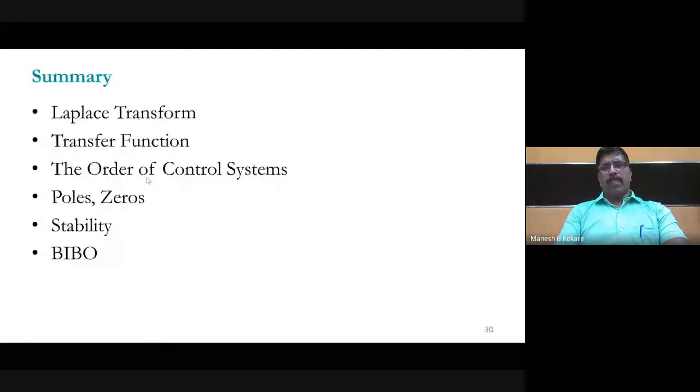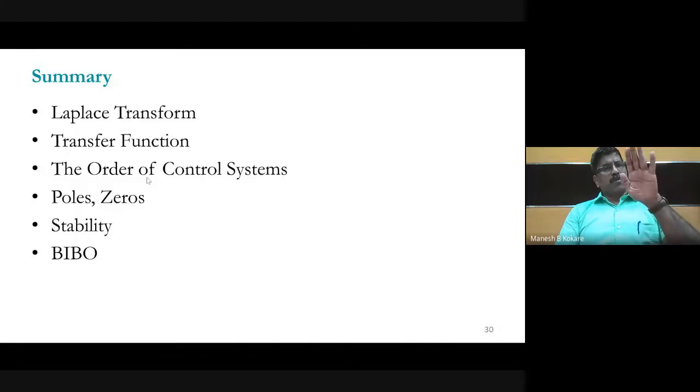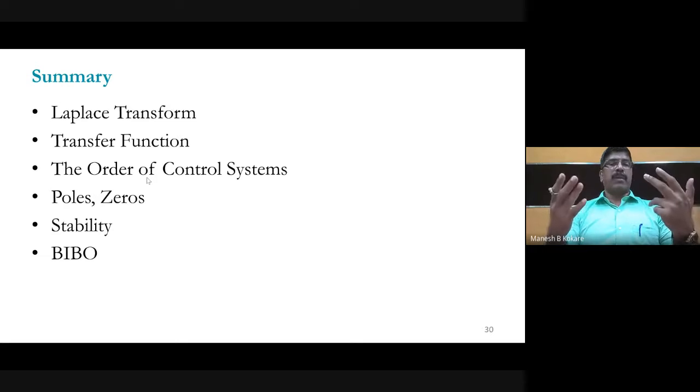Now, there will be an assignment. You have to submit the assignment, and everybody has to solve problems on forward Laplace transform as well as inverse Laplace transform: 10 problems on Laplace transform and 10 problems on inverse Laplace transform. Everybody's problems should be different. If there is copying, or if there are two similar problems, then the marks of both candidates will be deducted. So take care of that.